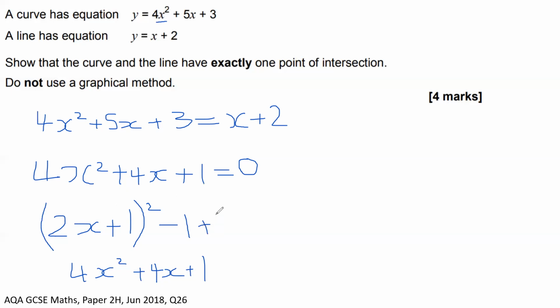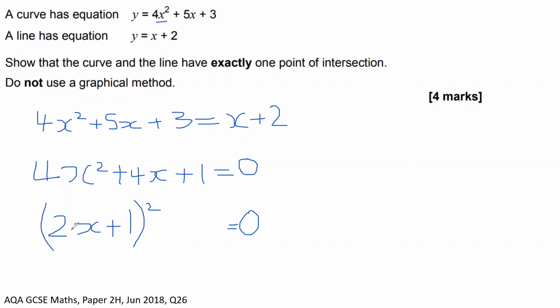Here we've got the +1 that we already had, and that's equal to 0. Now, hopefully you're realizing that we've got a +1 minus 1, so we can just cancel those out. So what we've ended up with now is (2x + 1) squared is equal to 0. So if we're going to solve this equation, we would say we've got 2 brackets here. We'll set each of them equal to 0 in turn, and that will give us the x values for the points of intersection.